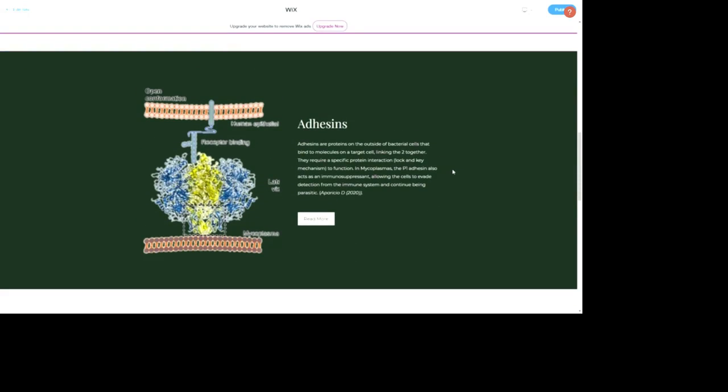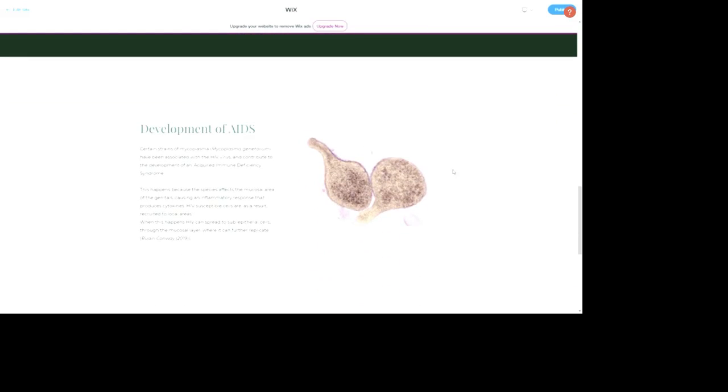Secondly, how adhesins work to bind and stick to receptor proteins on a host cell's membrane. We also go into detail on how this suppresses the immune system and the detection of a parasite. Lastly, this page introduces the idea of how mycoplasmas can help in the inadvertent development of AIDS through inflammation of the genitals, allowing HIV into the subepithelial cells and progressing the disease rapidly.